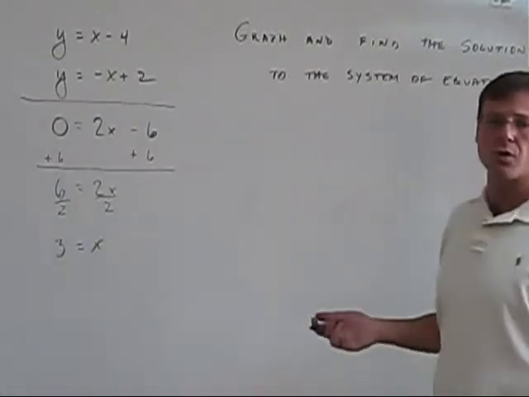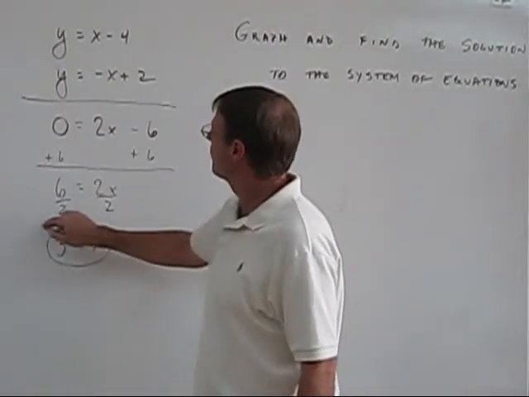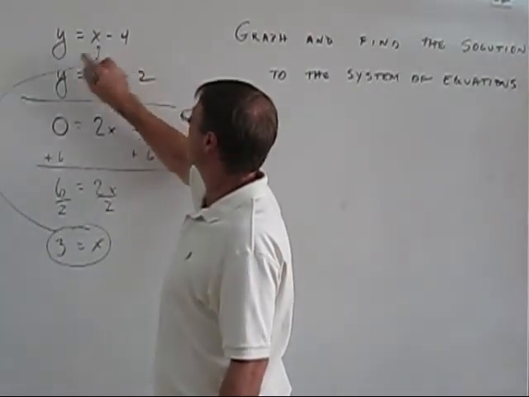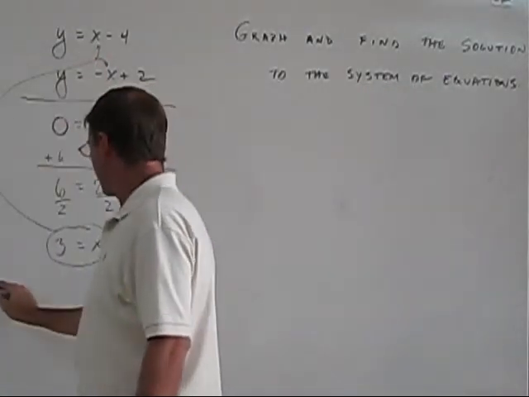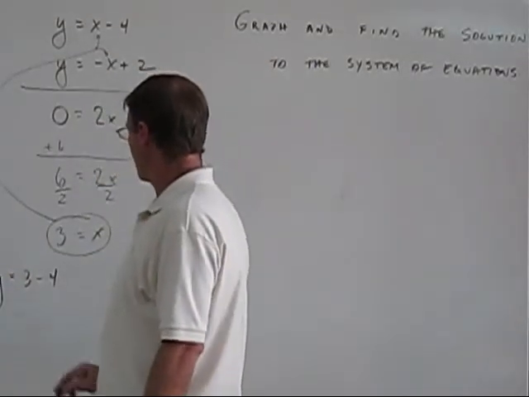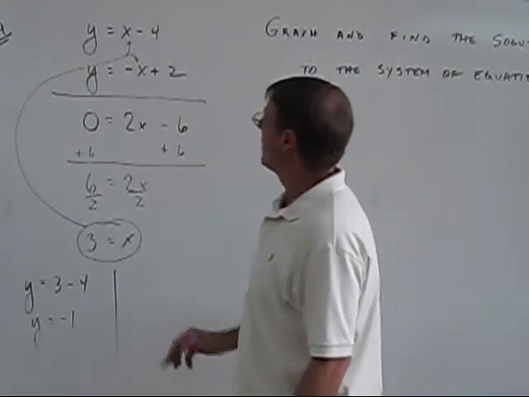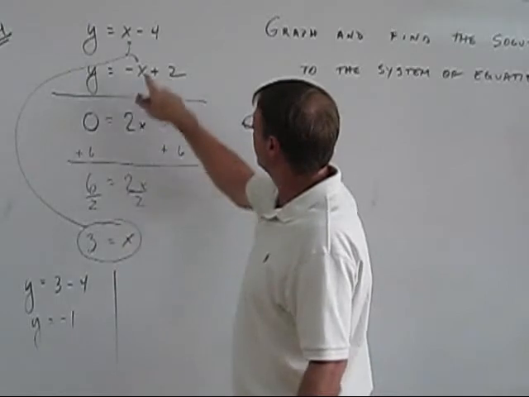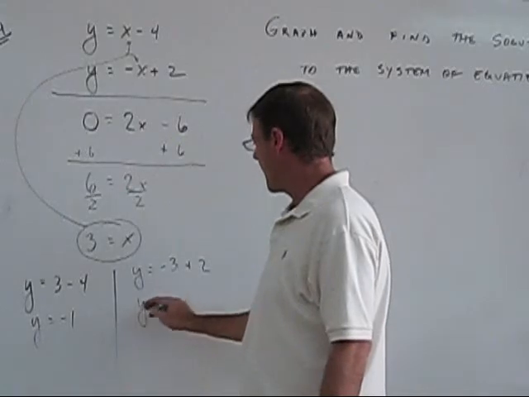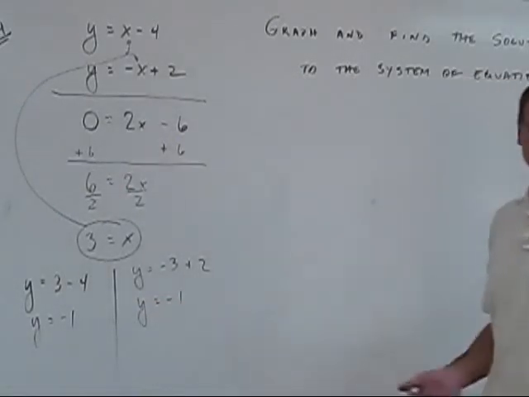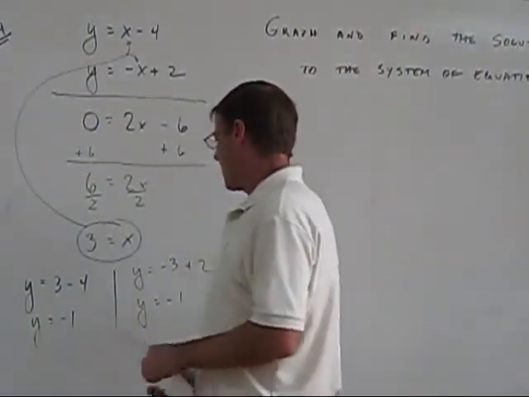So that just gives me half the story. I need x and y to know what the point is. So now I take this value of x and I can plug it in to either one of these equations. You'll get the same answer. And let's see that. If I use the first equation, I have y equals 3 minus 4, putting the 3 in for x. So I get y equals -1. If I were to use the other equation, I would put the 3 in for x, and I would get y equals -3 plus 2, and I get y equals -1. So you see, it doesn't matter which equation I plug back into. Whatever one's the easiest is the one that's preferable.